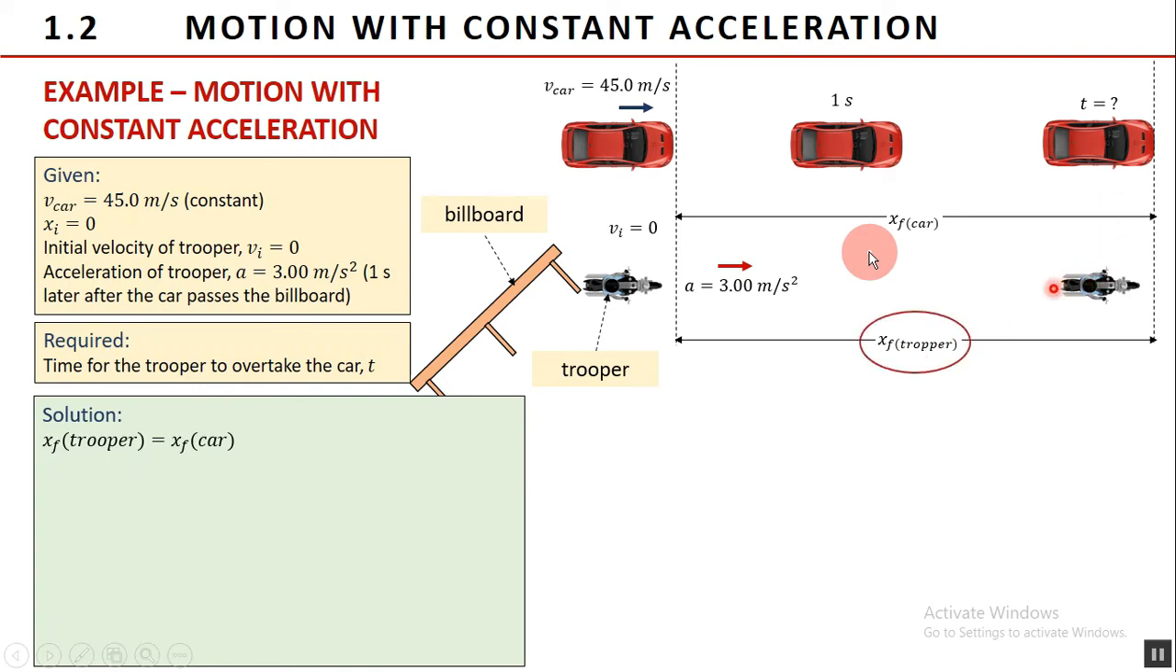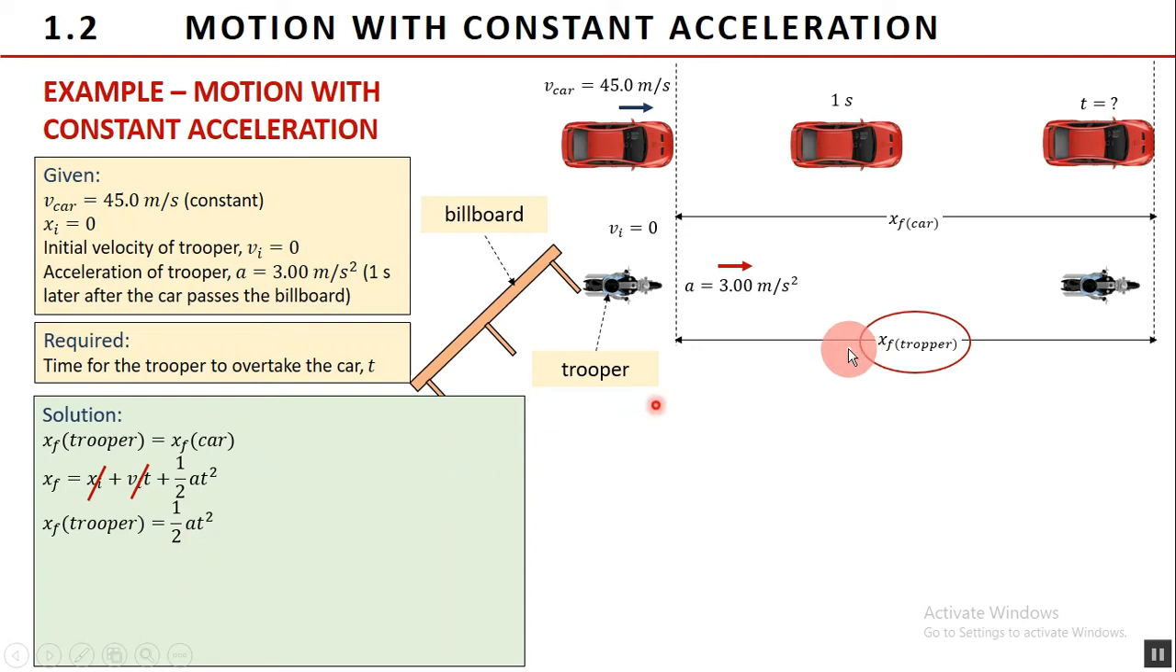Since the trooper is accelerating at a constant rate, we use equation 3 for the position of the trooper at a later time t: x sub f equals x sub i plus v sub i t plus 1/2 a t squared. We can eliminate x sub i and v sub i t, since x sub i is 0 and v sub i is also 0. So the equation becomes only 1/2 a t squared.